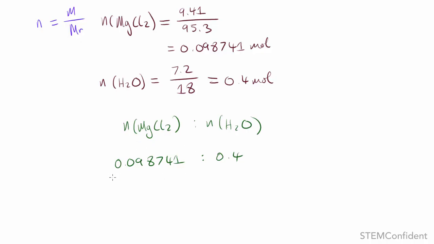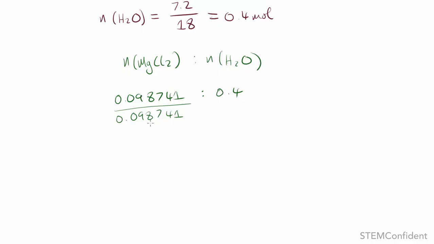So a simple way to do that is to divide it by itself. So divide that by 0.098741, right? And of course that's going to give us 1, right? But then on the other side, because we've done this to the left-hand side, because it is a ratio, we do need to do that same operation to the right-hand side as well. So we have to also divide that by 0.098741, okay? And what we're going to get out of that is 4.0510.